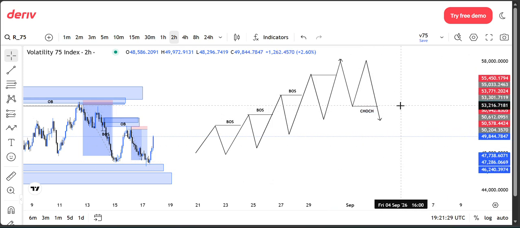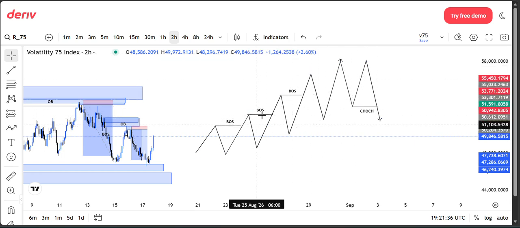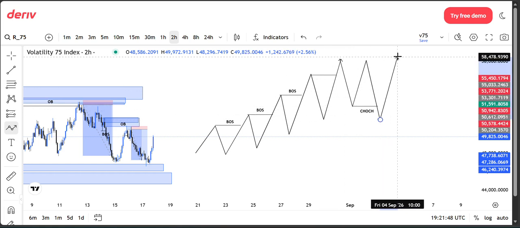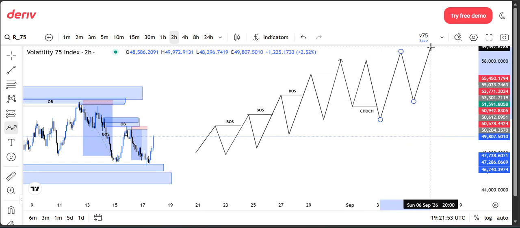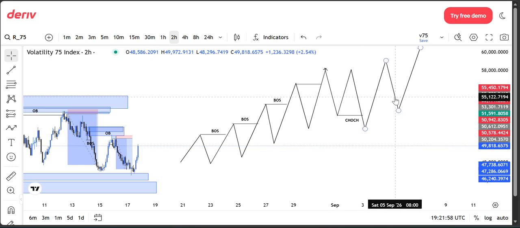So now this change of character is a warning sign that price is actually changing trend. But at times, after failing to break this previous high and taking out this previous low, you could see price still going back and taking all these highs and forming a new high, and then continuing to go higher. It happens at times.